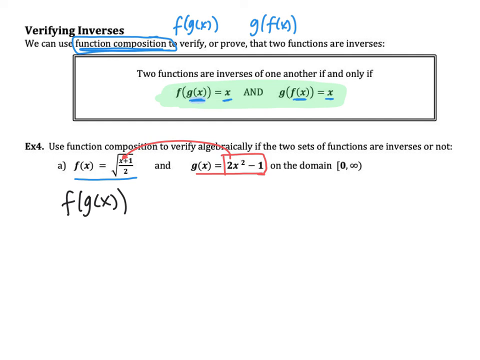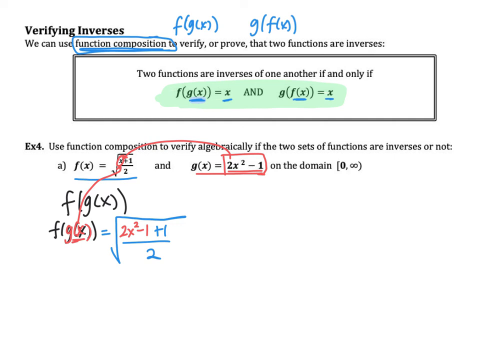So f of g of x means I'm going to have the square root, and I'm going to input this entire thing, which is 2x squared minus 1, in for the x right here, and then I'm just going to keep my plus 1 divided by 2. Right, so I input the g of x in for the x in my f of x function.